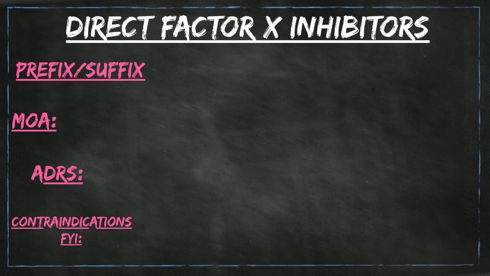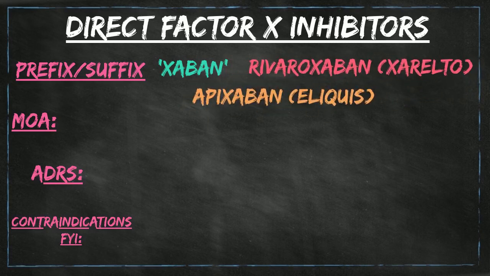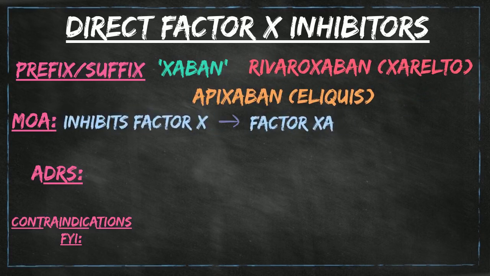Currently, there are only a handful of direct-acting factor 10 inhibitors. A common suffix among this group is XABAN, for example, rivaroxaban or apixaban. As we just discussed, this category works by inhibiting conversion of factor 10 to factor 10A. Like the other anticoagulants, the common adverse drug reaction is excessive bleeding and bruising.